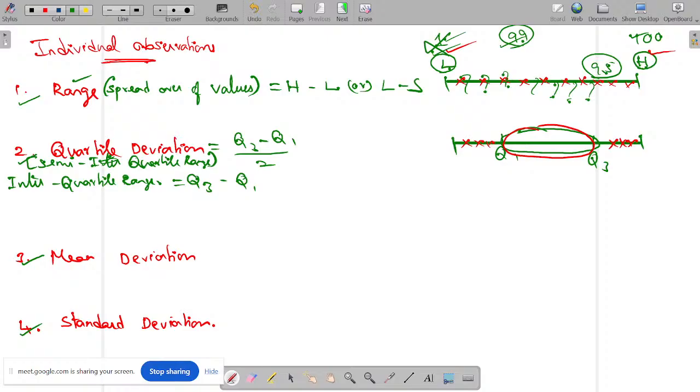This is quartile deviation. Again, there is a limitation in quartile deviation. What's the limitation? We are leaving the first quarter and the last quarter. We are considering only the middle. That's a limitation. So that's why we go for the next measure called mean deviation.